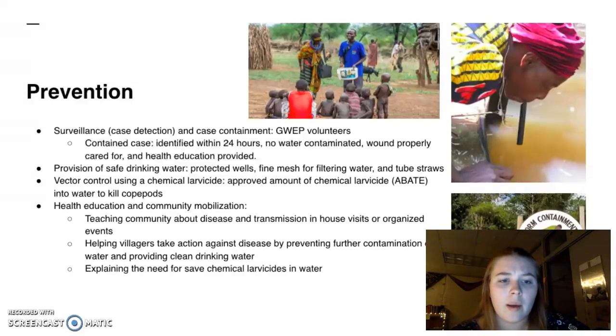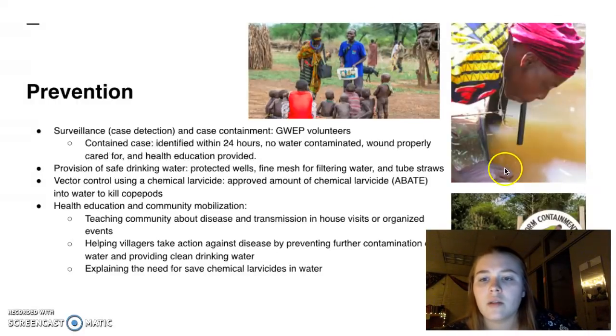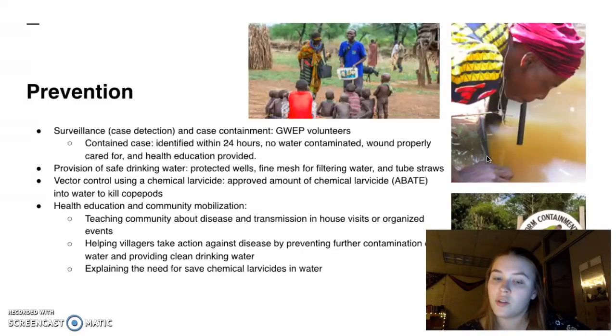They also worry about the provision of safe drinking water. They need protected wells, where the water can't go back into the wells if it's been contaminated. Fine mesh for filtering the copepods out of water, because then you don't get the larvae either. And tube straws. So these tube straws, as you can see, this woman is drinking straight out of the water, but she is safe because it's really good at filtering it, and that is great. They are inexpensive to make, and they are quite portable, so it's a great solution.